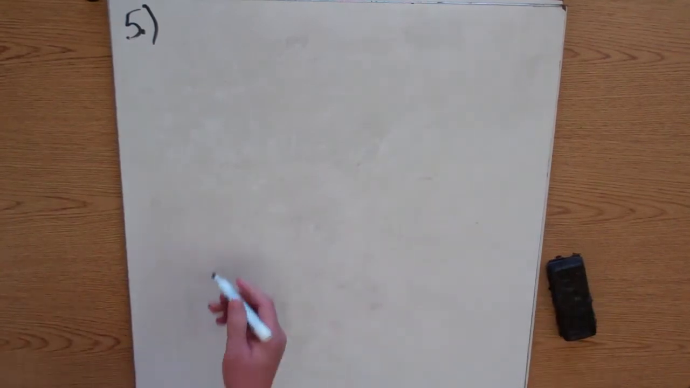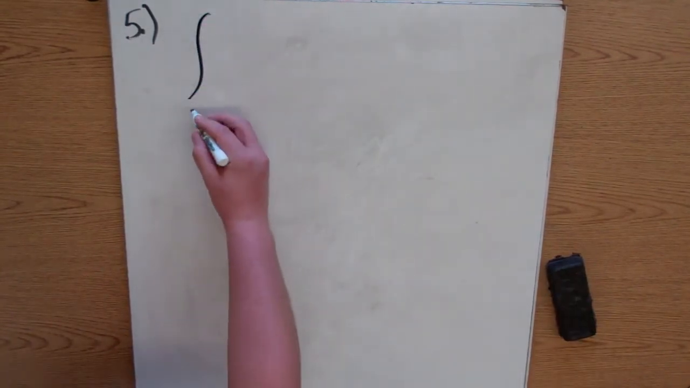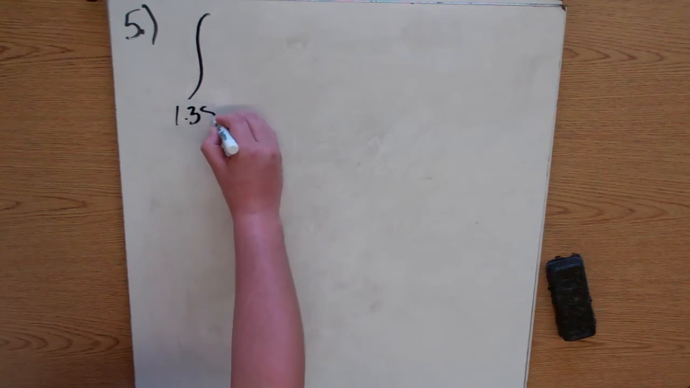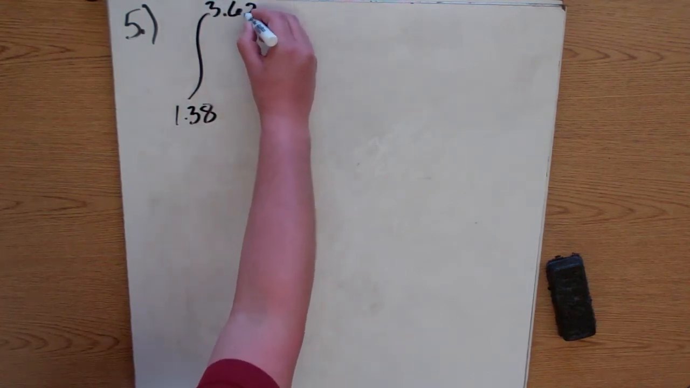So now we're doing the integral from 1.38 to 3.62. Now, we've got to figure out which function's on top between those two numbers. Well, if you know something about your functions, the negative x squared we know is concave down, whereas the positive we know is concave up.